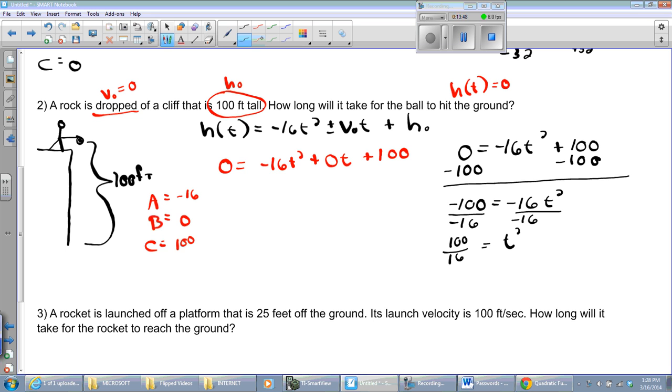But then I'm going to take the square root of both sides to undo this square. And this is really cool. The square root of 100 over 16 is the same as the square root of 100 over the square root of 16, which is the same as 10 over 4, which equals 2.5. And there you go. So it takes 2.5 seconds for this ball to fall. So you can use the quadratic formula, but there are other, sometimes easier ways to work on it.